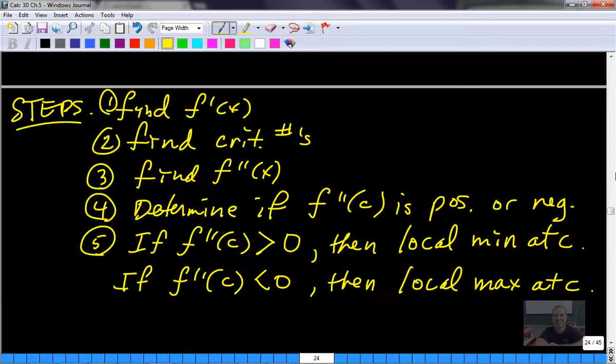If you're a steps person, then here are the steps. Find the first derivative, find the critical number. Find the second derivative, plug c into that. Find out if it's positive or negative. If it's positive, I know I have a min. If it's negative, I have a local max. And this is at c.